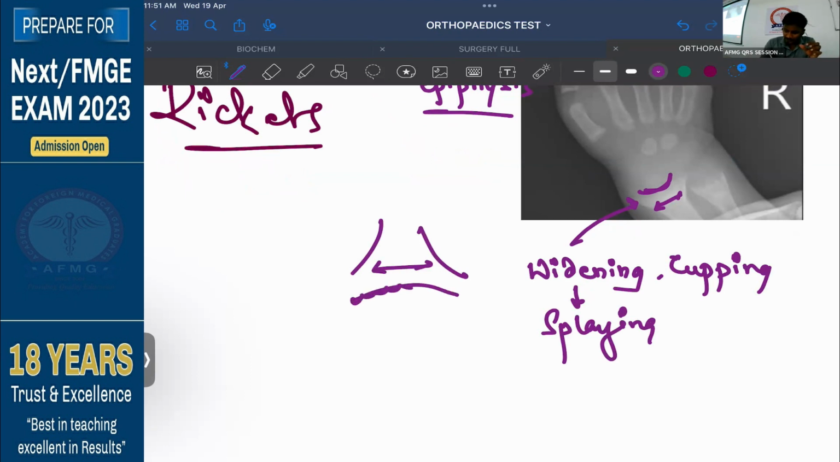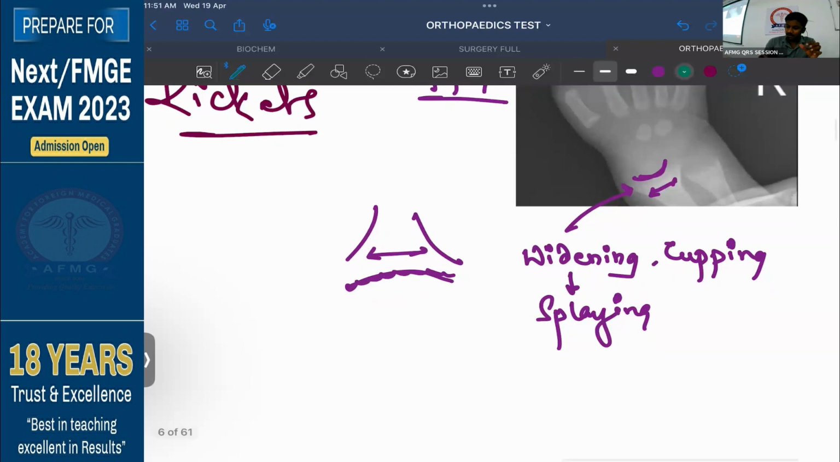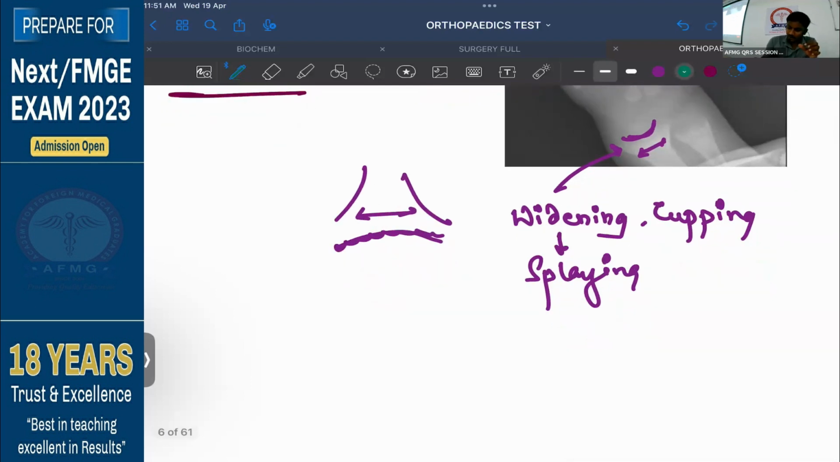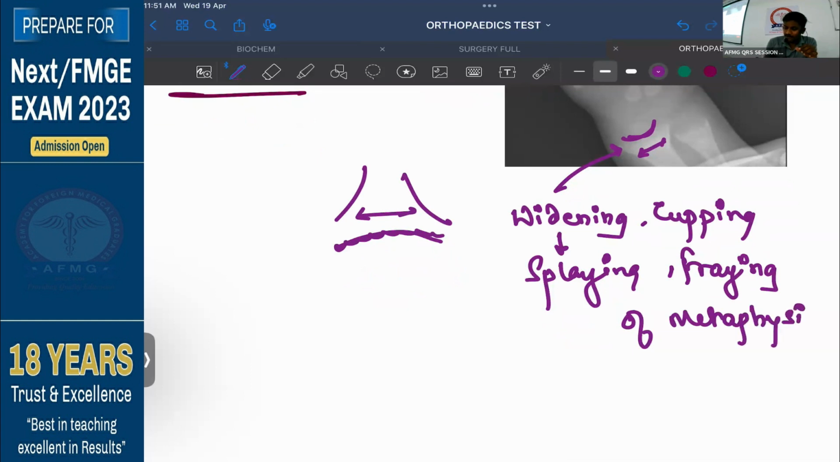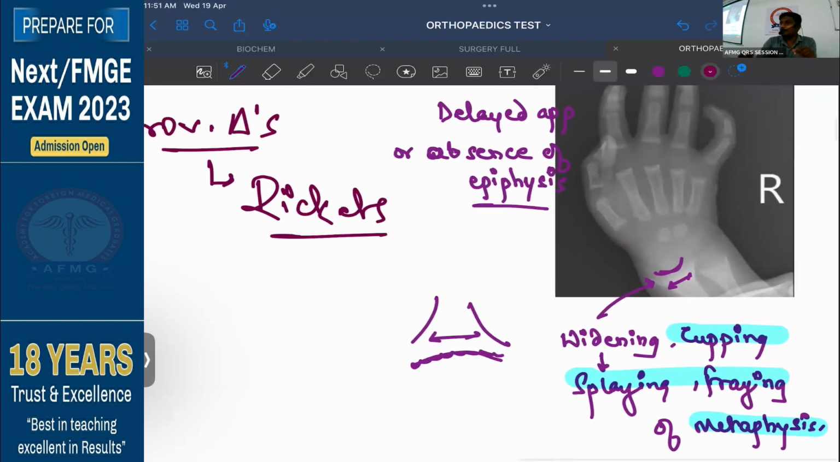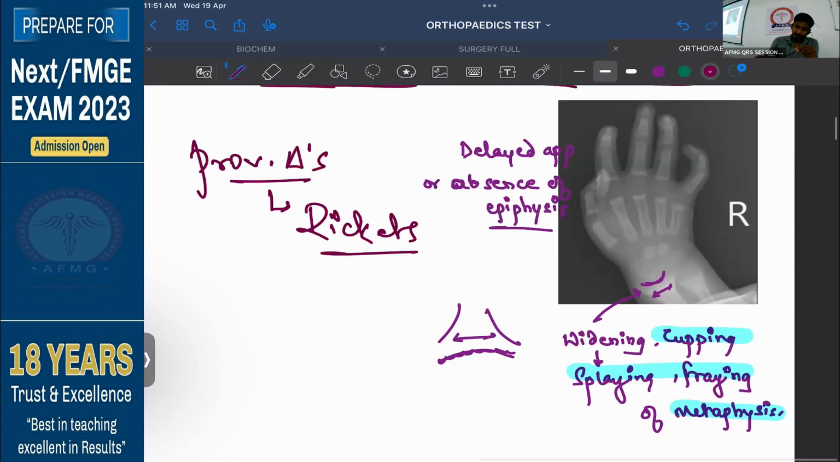And how do the margins look? Regular or irregular? Irregular. So irregular margins are also known as fraying, of the metaphysis. So cupping, splaying and fraying of the metaphysis is the characteristic feature on X-ray of rickets. Please remember, that is the characteristic feature. Okay, so cupping, splaying and fraying of the metaphysis is usually seen, along with delayed appearance or absence of epiphysis. These are the important diagnostic features on X-ray of rickets in a patient.